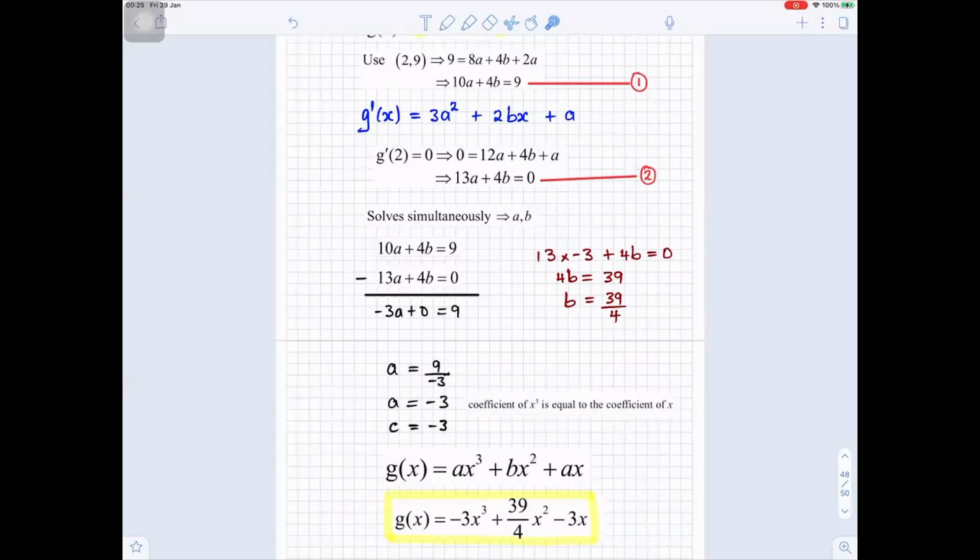And we need to find b. We can use this one to find b. So since a is minus 3, we substitute minus 3 in there. 13 times minus 3 plus 4b equals 0. 13 times 3 is 39. Take it to the other side, it is plus 39. Divide by 4. 39 divided by 4 is b. So g of x is ax cubed plus bx squared plus ax. So a is minus 3, so it's minus 3x cubed plus 39 over 4 is b, x squared, minus 3, which is a. So that's what g of x is.